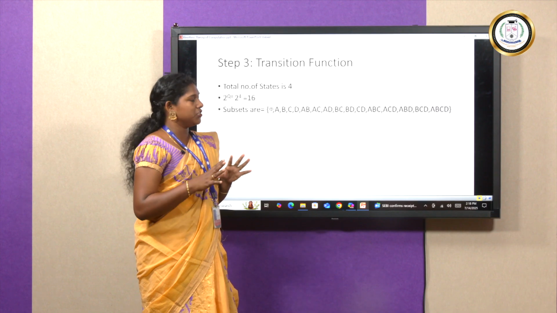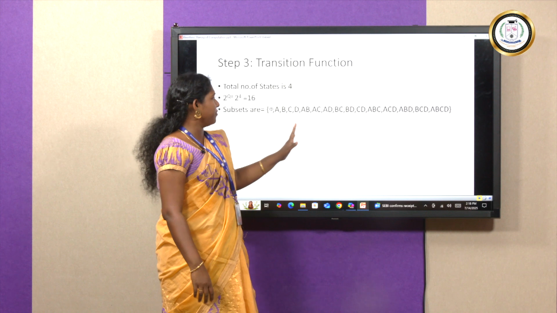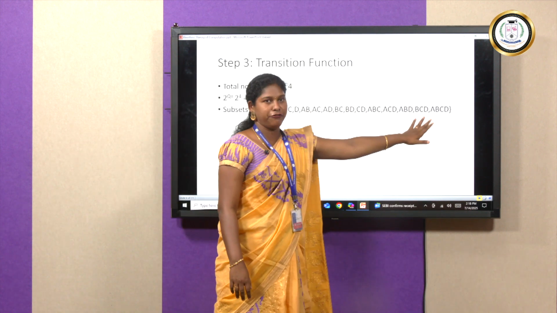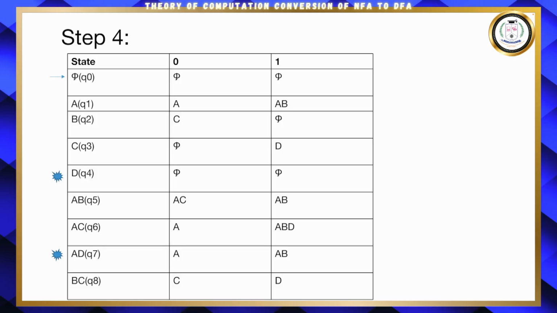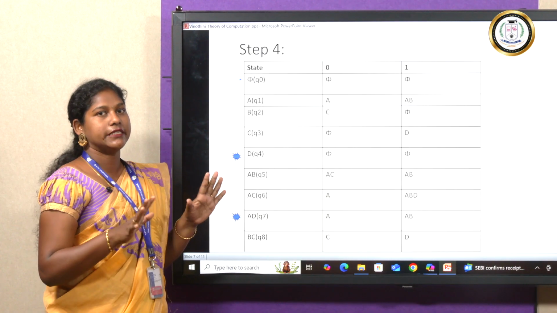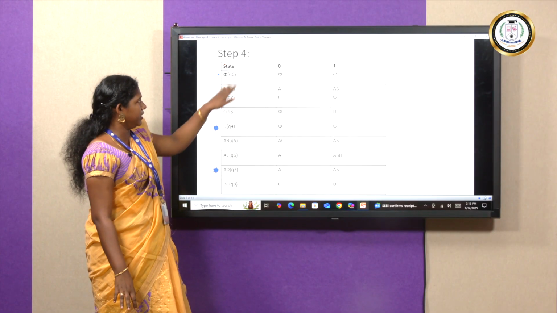Once you have written a combination, leave it. So, write all the combinations of A, B, C, D with lengths 0, 1, 2, 3 and finally length 4. So, at last you will get A, B, C, D. Once the subsets are over, totally you had 16 subsets, okay. The next step is to draw the table using all 16 subsets. These are all the 16 subsets I have written here.